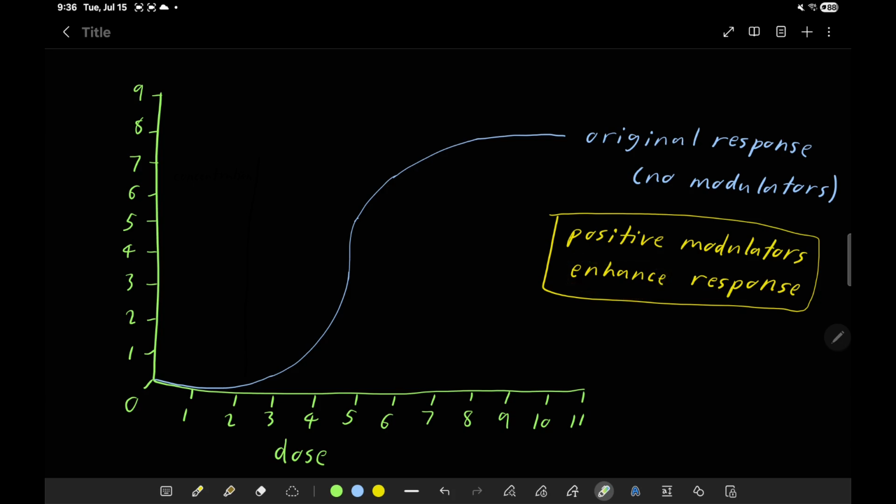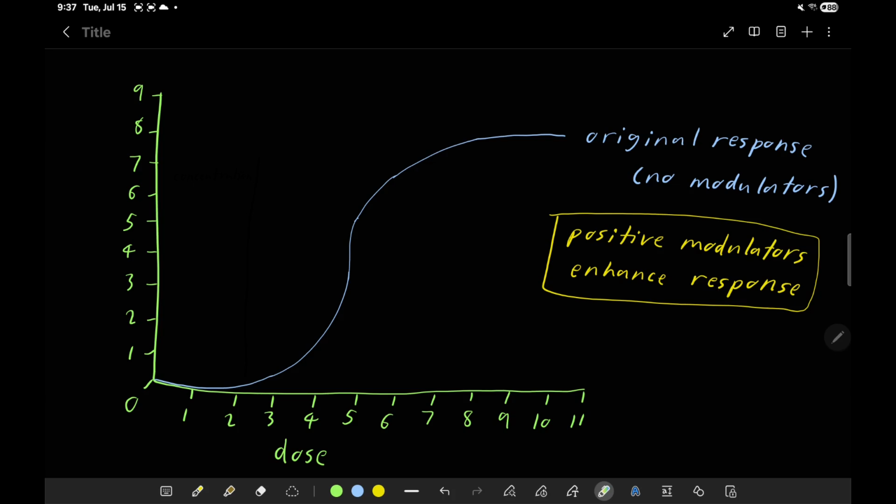For example, positive allosteric modulators may increase the potency of your agonist's original response. So they can shift your dose-response curve back like this, making it look something like this, so that you're able to get the same response but with a lower concentration, therefore increasing potency. Or it may increase its efficacy, allowing for a higher maximal possible response. So it may shift the final plateau upwards so that the final max possible response is higher than your original response. So there's an increase in efficacy.